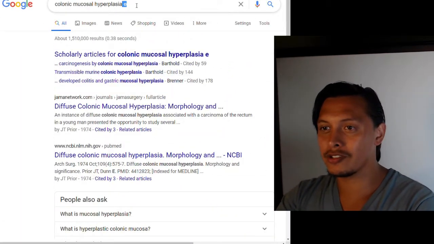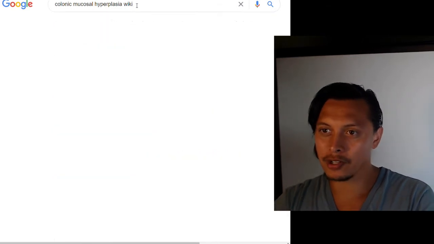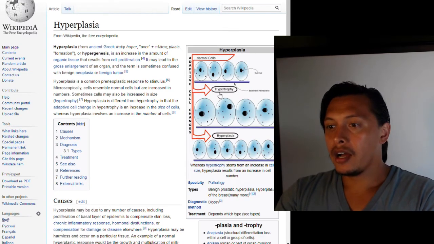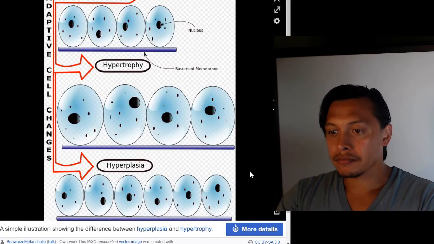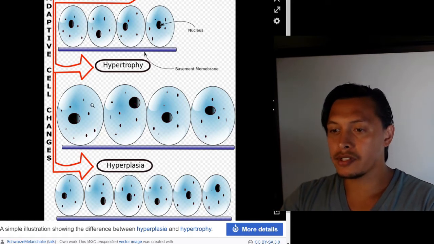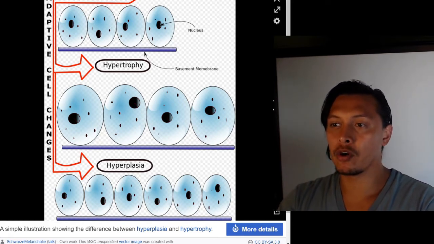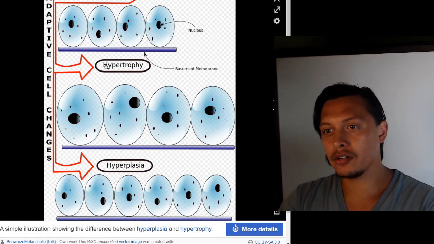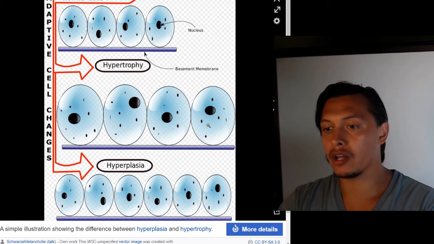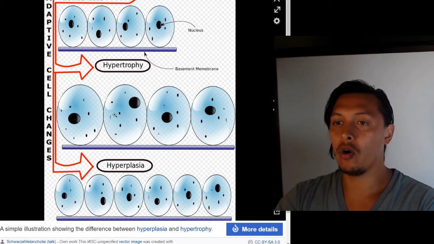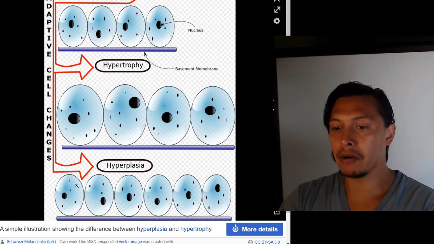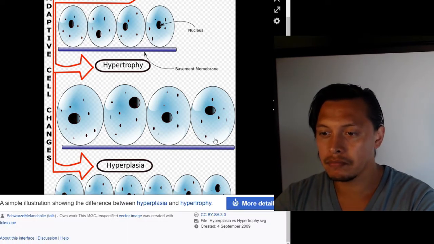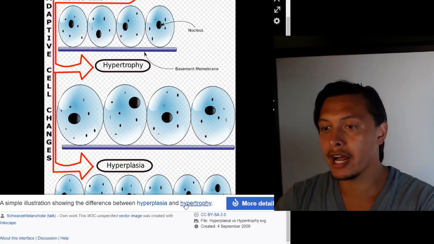So this is, let me get a Wikipedia article up that might help you. This is hyperplasia. First, you have normal cells, and then the normal cells become hypertrophic in that they grow a lot, or you could have hyperplasia where you have a bunch of smaller cells. That would be the difference between hyperplasia and hypertrophy.